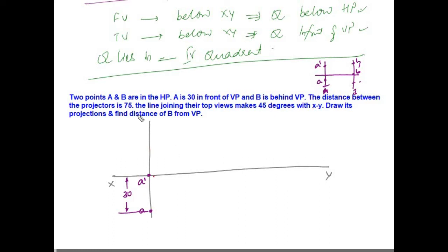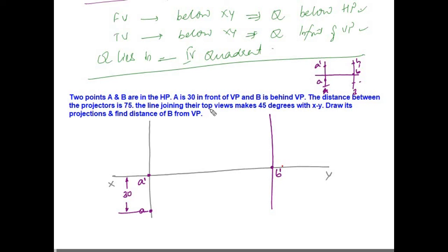So from this projector I will take a length of 75 mm and then draw another projector for B. So this is the projector for B. Now once I have drawn this, I can mark B dash, because the point B is also lying on HP. And we don't know at what distance it is from the plane, but we just know that it is behind VP. That means the top view should come above the XY line. The distance between the projectors is 75. We have drawn that.